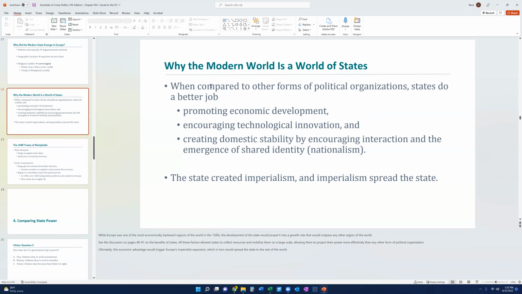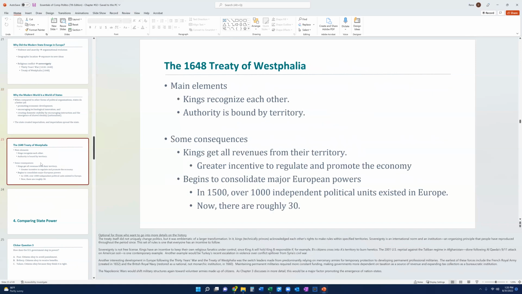Now, the state did lead to the creation of the term imperialism. The state creates this concept of imperialism. However, imperialism did spread the concept of the state throughout the rest of the world.